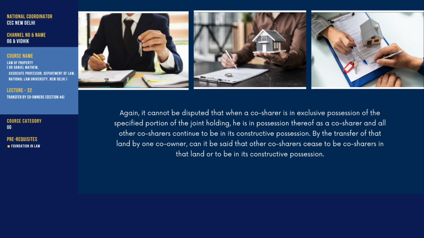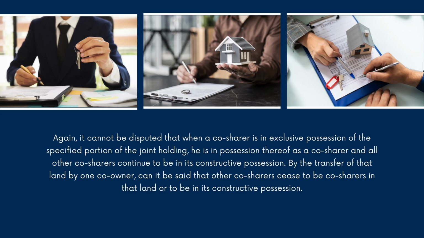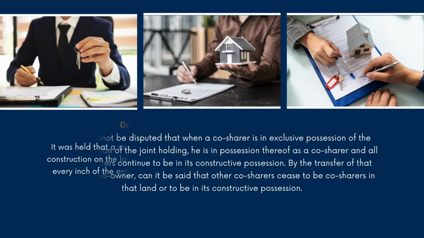Again, it cannot be disputed that when a co-sharer is in exclusive possession of a specified portion of the joint holding, he is in possession thereof as a co-sharer, and all other co-sharers continue to be in constructive possession. By the transfer of that land by one co-sharer, can it be said that other co-sharers cease to be co-sharers in that land or to be in constructive possession?